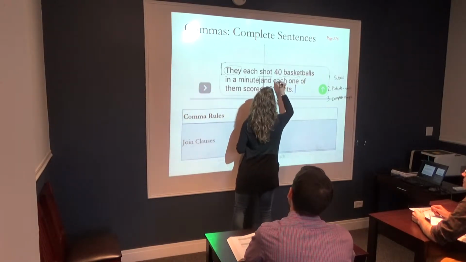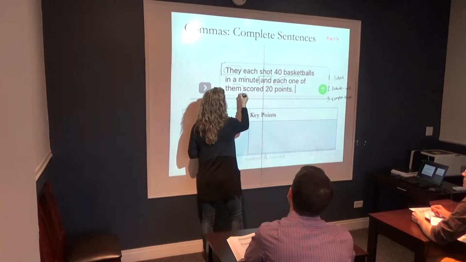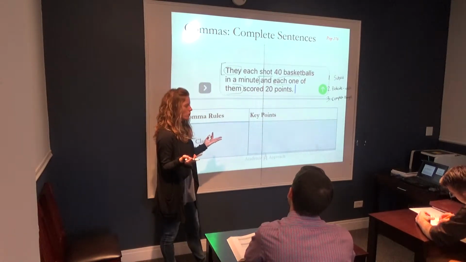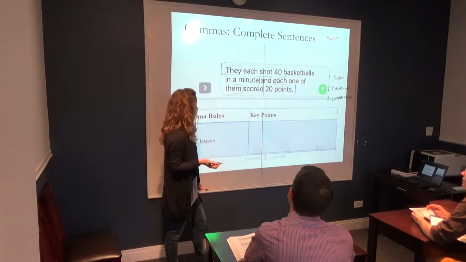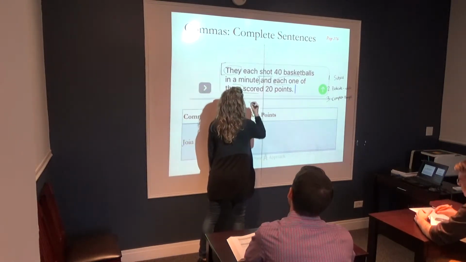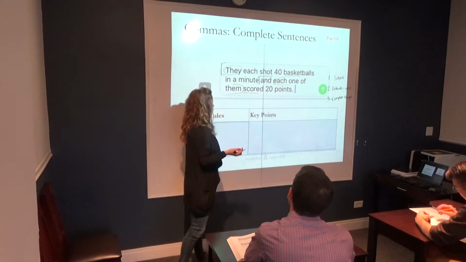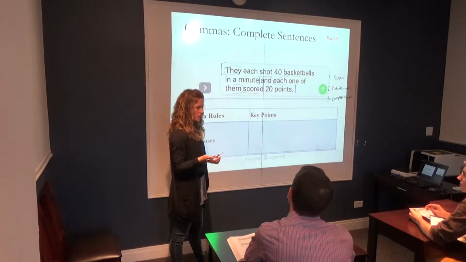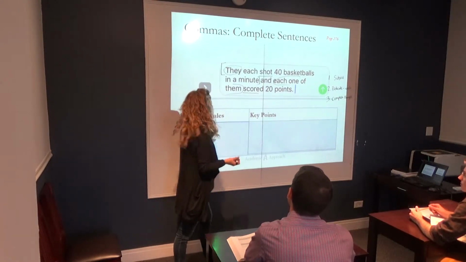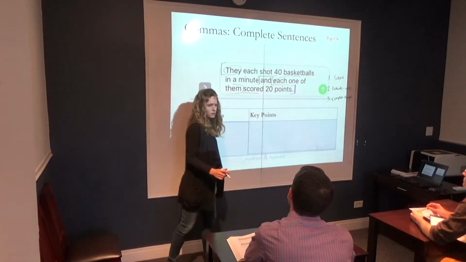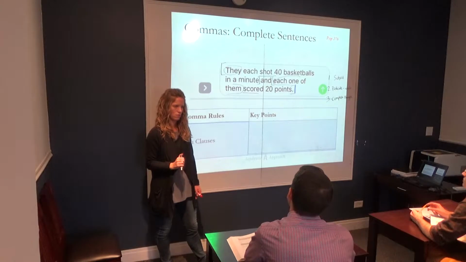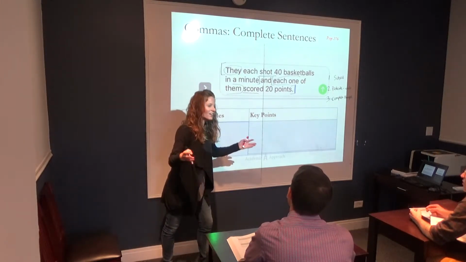Fantastic. So this whole thing could be considered the subject: each one of them. And what are each one of them doing, Will? Scored. So that's our verb. Does that make sense? Each one of them scored 20 points. Could I say that to my friend at the lunch table? Great, we got an independent clause. So how many independent clauses do we have, Brian? Two. Everyone all together, how many? Two. Thank you.